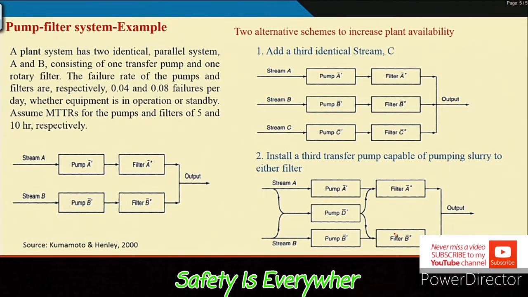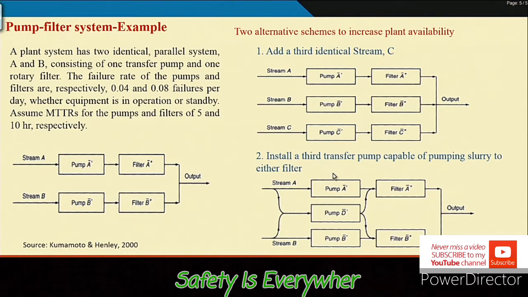This is an example, but it can be incorporated or augmented for more choices also, and that is the basis of this presentation with reference to the pump filter system. I have taken this example and the resulting calculation from the book written by Kumamoto and Henley, Probabilistic Risk Assessment and Management for Engineers.